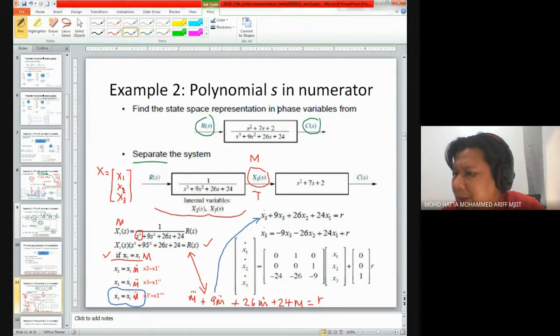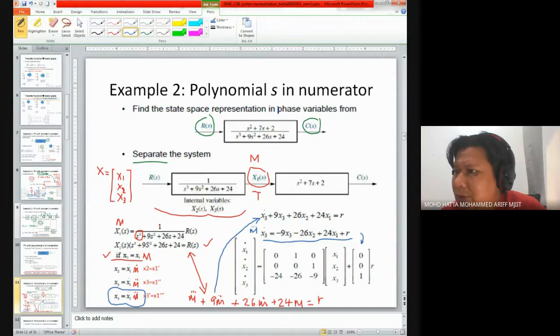Based on this definition, 9 m double dot basically is x3, so we have 9 x3, and 26 m dot is x2, so that's why we have 26 times x2. 24 m is basically our x1, so that's why we have 24 x1 and equals r. So from this equation, rearranging, we have the equation of x3 dot, or this is basically m triple dot, written in the form of x3 because we try to put it into our state space model over here.